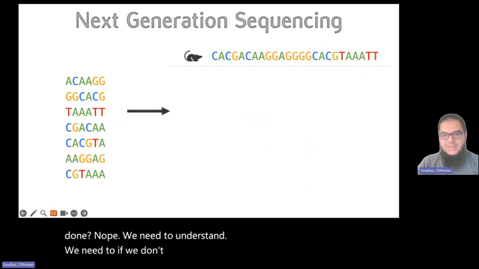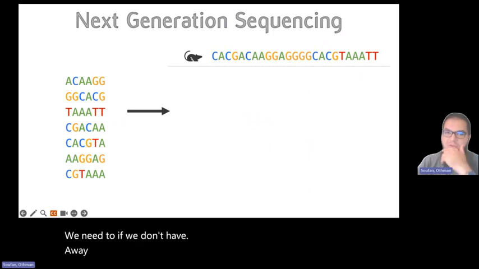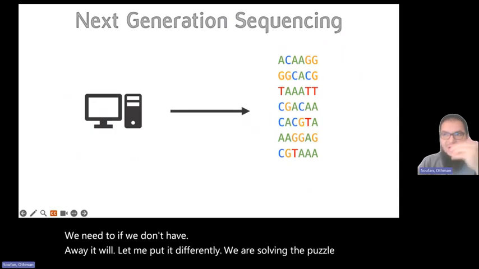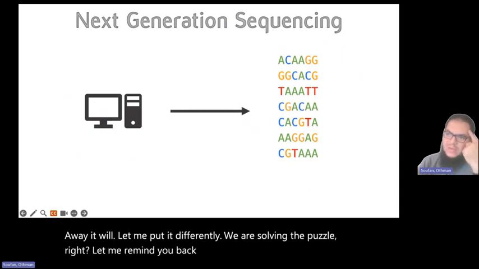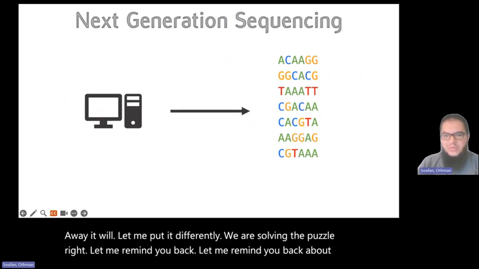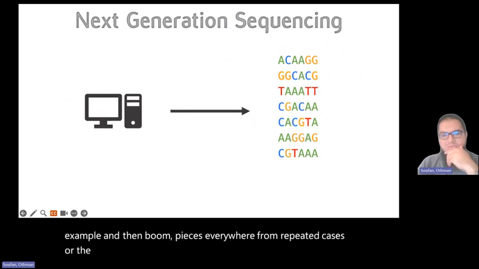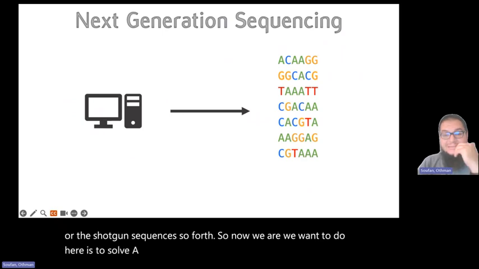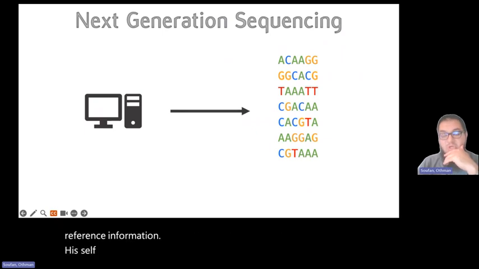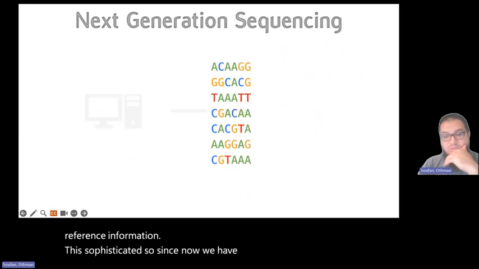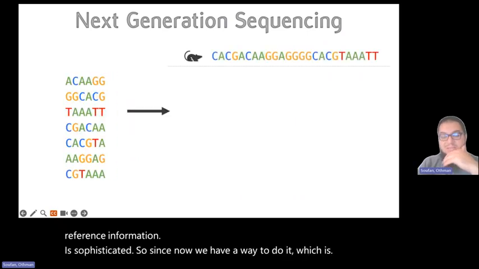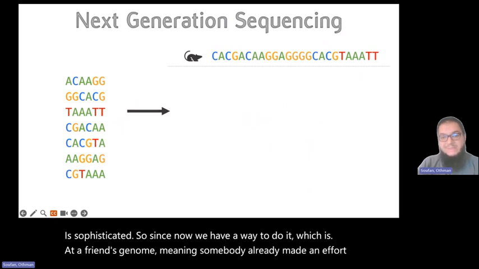Let me put it differently. We are solving a puzzle, right? Let me remind you of the newspaper example, and then boom, pieces everywhere from repeated cases, or the shotgun sequence, and so forth. So now what we want to do here is to solve a puzzle, and solving the puzzle with no reference information is sophisticated. So since now we have a way to do it, which is a reference genome, meaning somebody already made an effort to establish the genome.